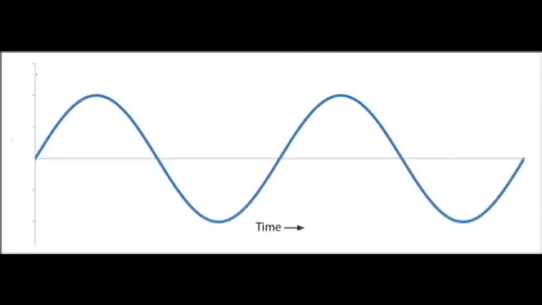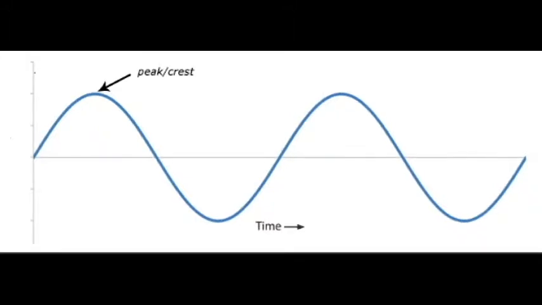Here we have our standard sinusoidal wave. The highest points of the wave are known as the crests, or the peaks, and the lowest points in the wave are known as the troughs. The amplitude is the distance from the baseline to a crest, or the baseline to a trough. In sound waves, the amplitude determines the loudness, or the volume of the sound, and in light waves, it determines the brightness that you see.